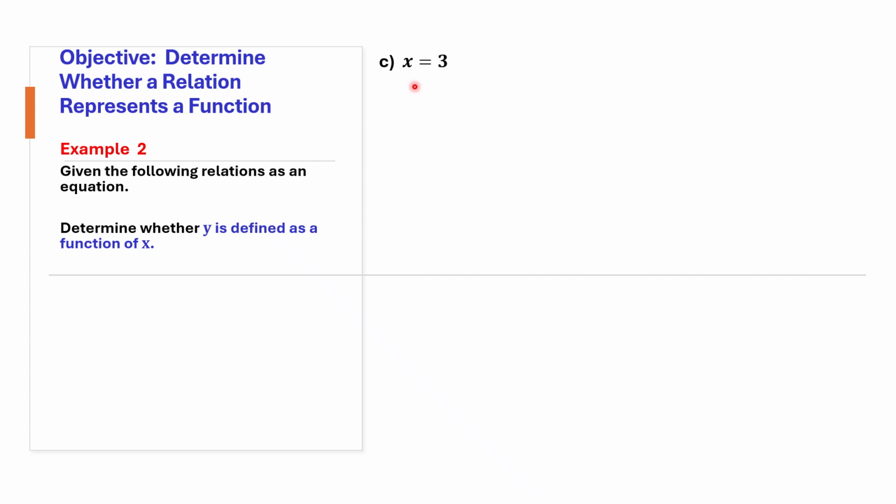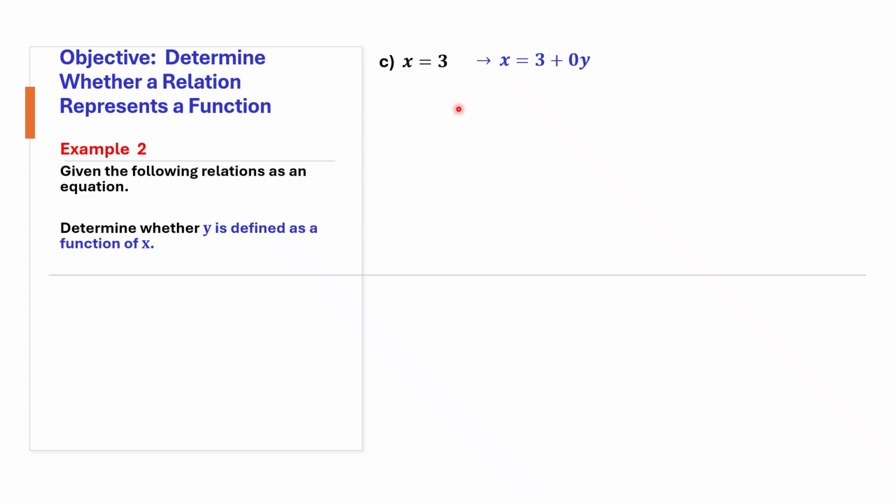The next equation is x equal to 3. And as we know, we are determining whether y is defined as a function of x, meaning y is the output, and there is no y in the given equation. So let us rewrite this as x is equal to 3 plus 0y. From this equation, you will notice that when I put any number in y, multiplied by 0 is 0. So it means the y value can represent any number, meaning the outputs are infinitely many. So we can say that this equation is not a function.